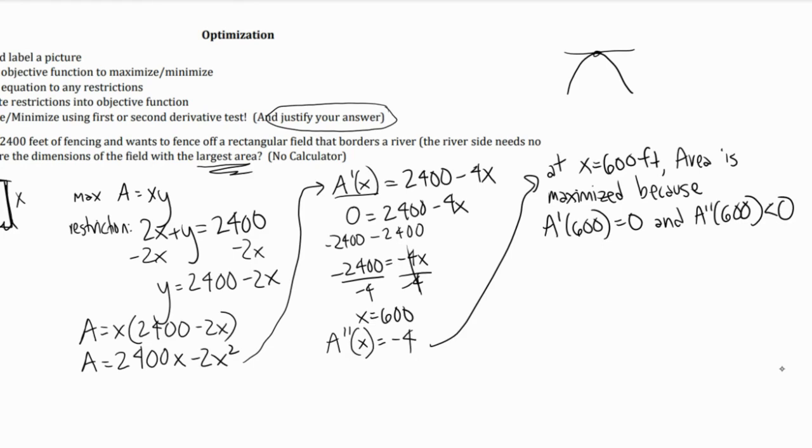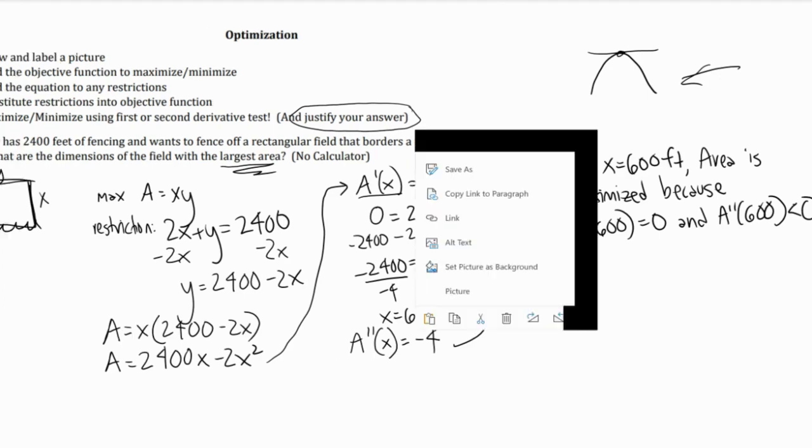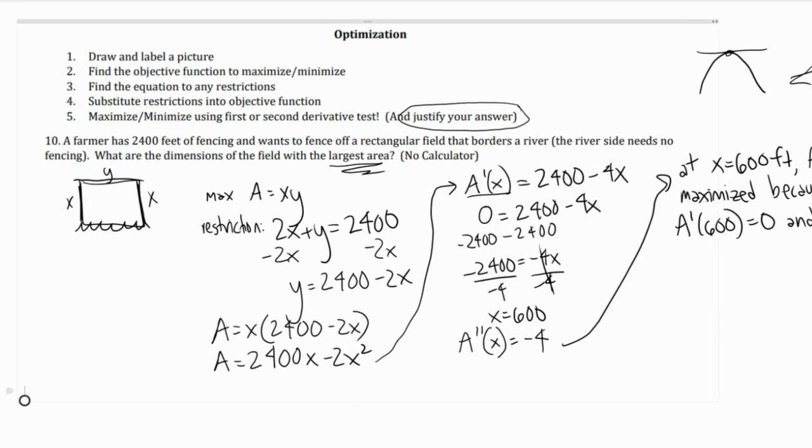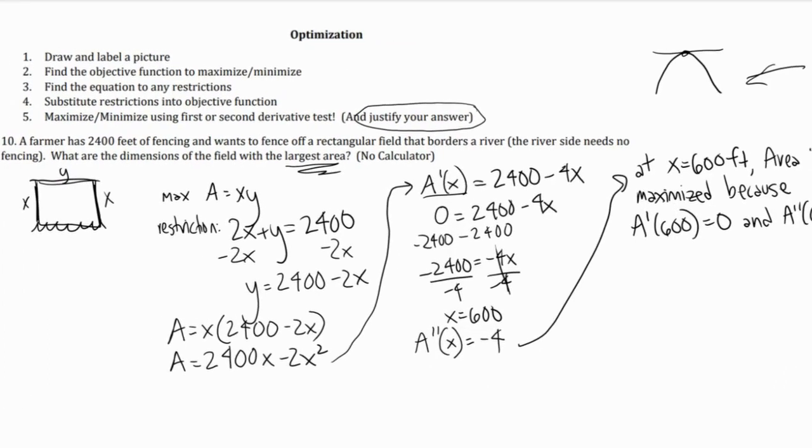Remember, if your second derivative is negative, your function is concave down. If your second derivative is positive, your function is concave up. Draw yourself a quick little sketch if you need to. So that's my justification. At x equals 600, area is maximized because of that reasoning. Then for my dimensions, I want to make sure I actually answer the question, because the question says, what are the dimensions, not just what is one side.